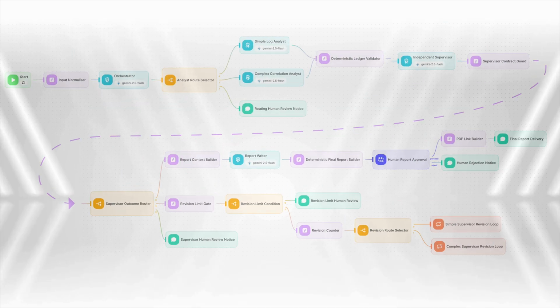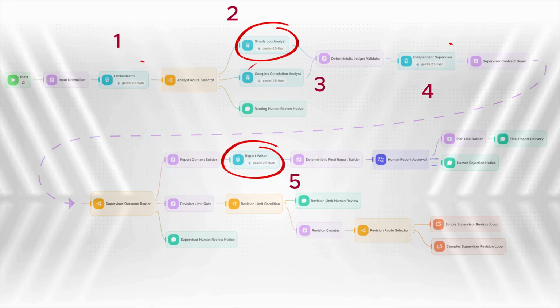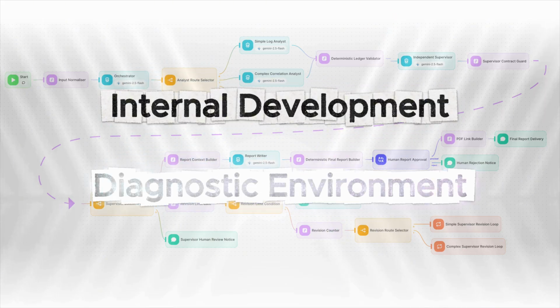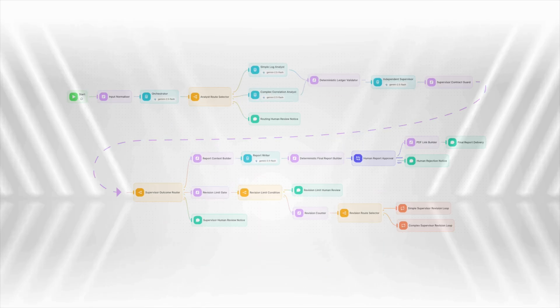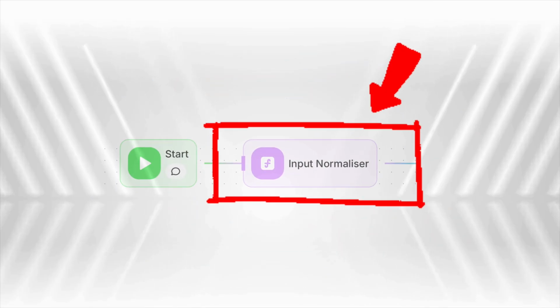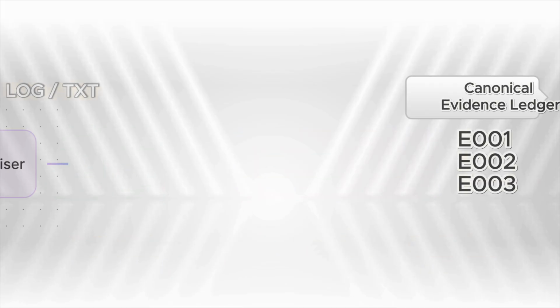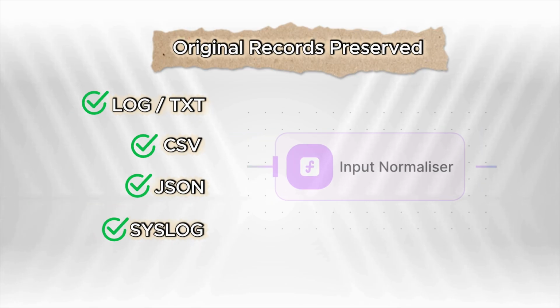To implement this design, we used Flowise agent flow to connect 5 specialized AI agents with deterministic controls and human approval. Flowise is our internal development and diagnostic environment. The user does not interact with Flowise directly. The supported user journey takes place through the SentinelFlow website. The workflow begins with the input normalizer. This deterministic function converts supported log formats into one consistent evidence ledger while preserving the supplied records.